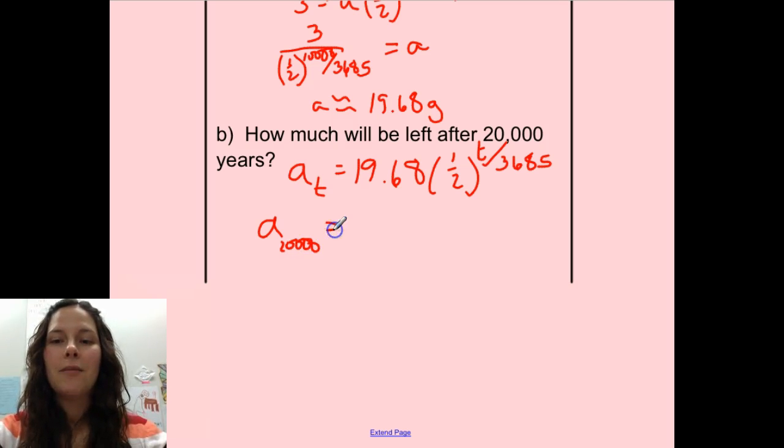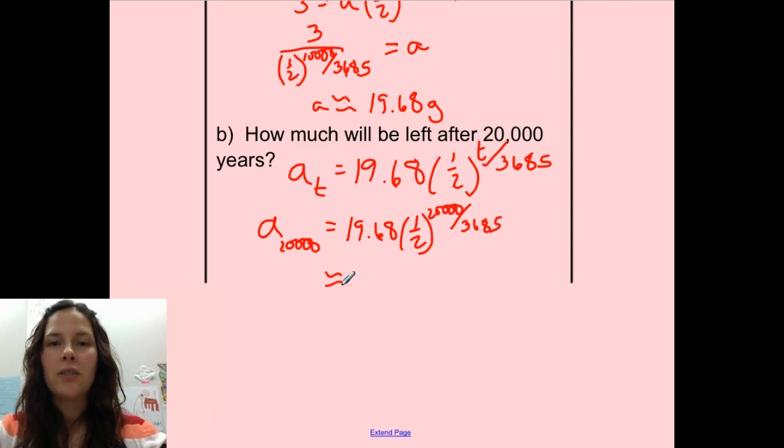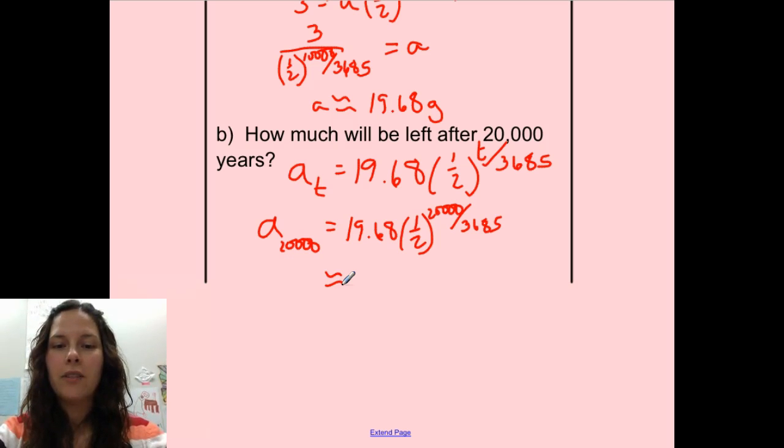So this is A sub 20,000, or the amount after 20,000 years, equals 19.68 times 1/2 to the 20,000 over 3,685 power. This time we have all of the values on the right-hand side, so we can just punch this into our calculator. Again, I would use 0.5 instead of 1/2 and put parentheses around that power. And I got about 0.457 grams.